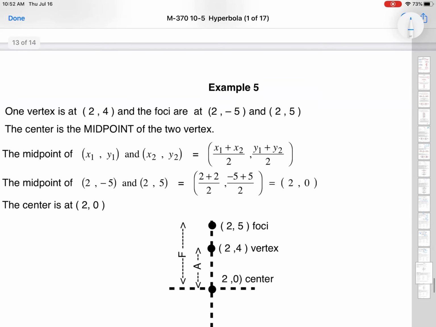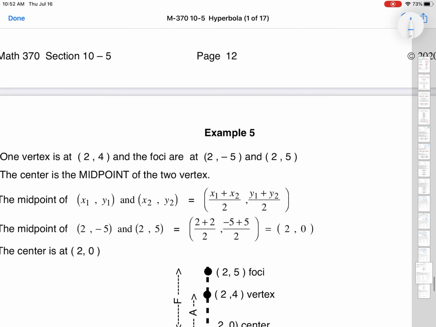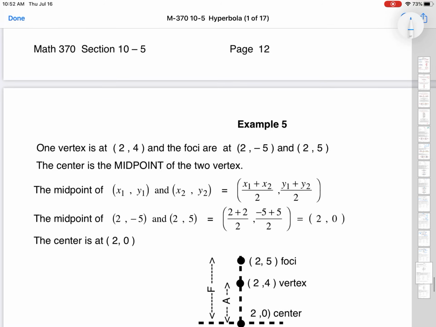Okay, and then of course he's going to have a y example where the vertex is different, and then one more example after this. So we have a vertex at 2, 4, and the foci are 2, -5 and 2, 5. So we're given 2 foci points and a vertex.